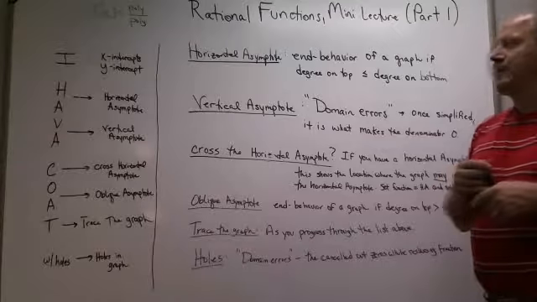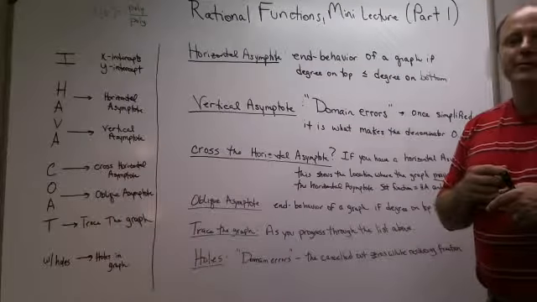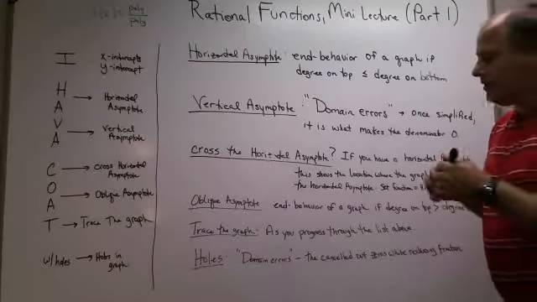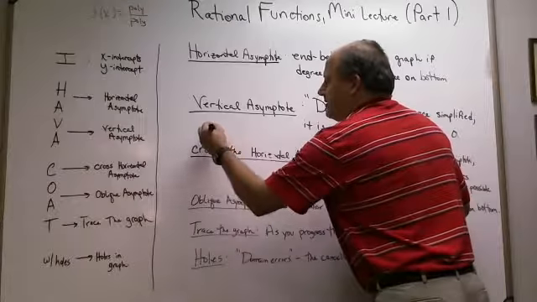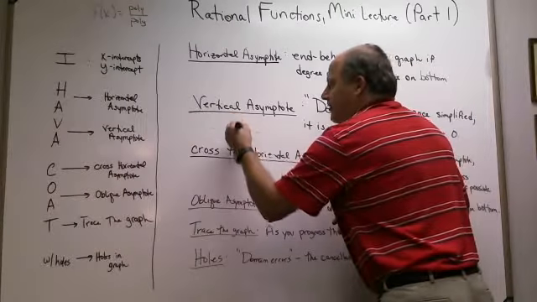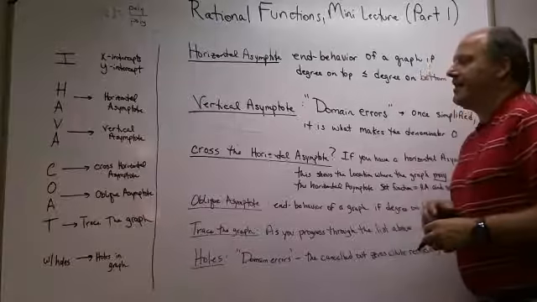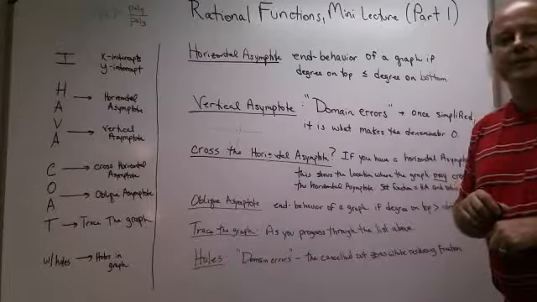And what the vertical asymptote basically tells you is this is the place where it's undefined. So ultimately you'll have a function that will have these little vertical dotted lines, and that tells me that the graph is undefined at those places.